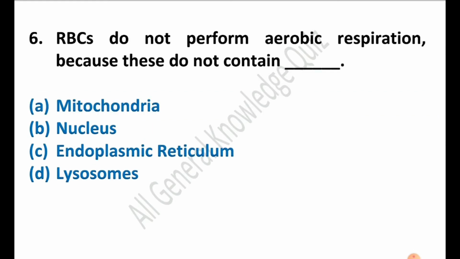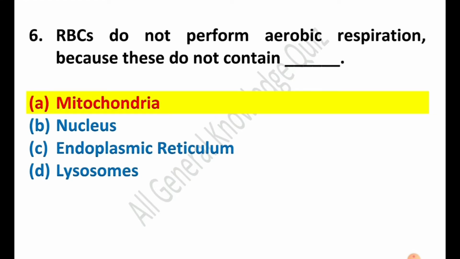Question number 6. RBCs do not perform aerobic respiration because these do not contain option A, mitochondria, option B, nucleus, option C, endoplasmic reticulum, option D, lysosomes. The answer is option A, mitochondria. RBCs do not perform aerobic respiration because these do not contain mitochondria.